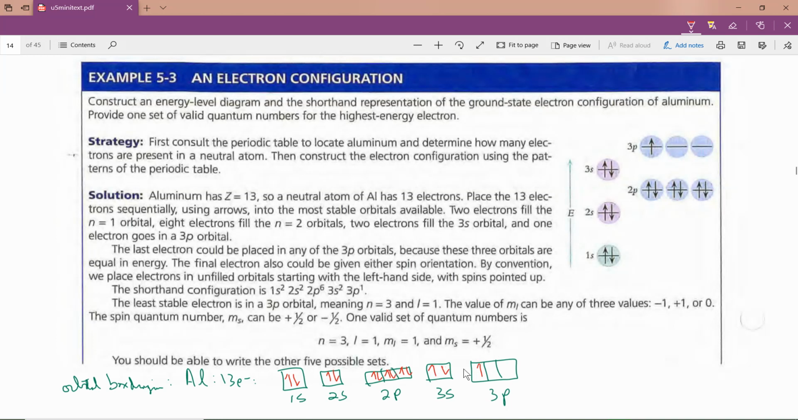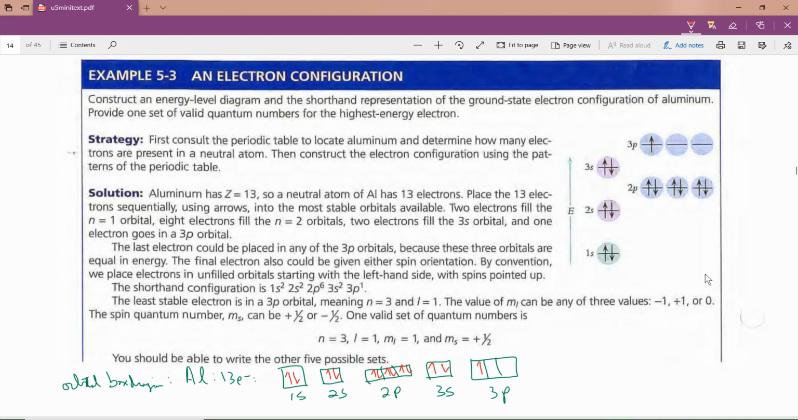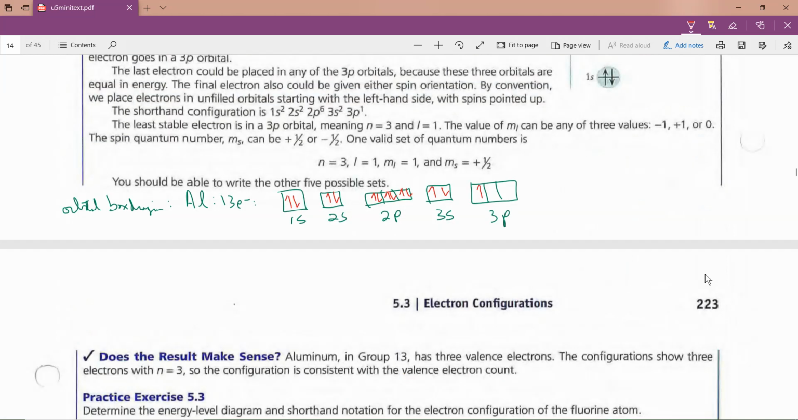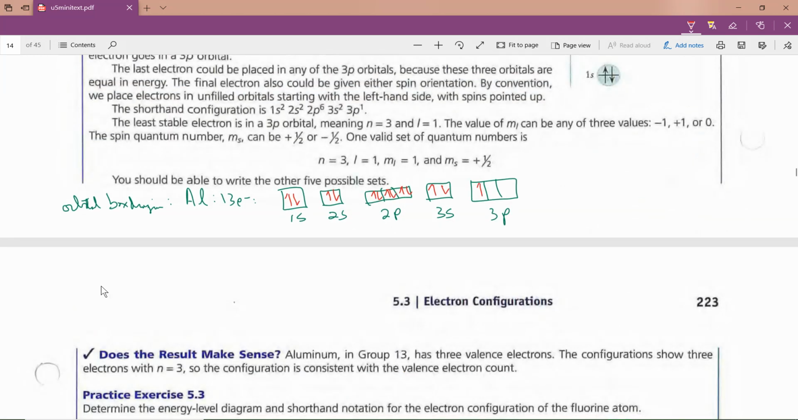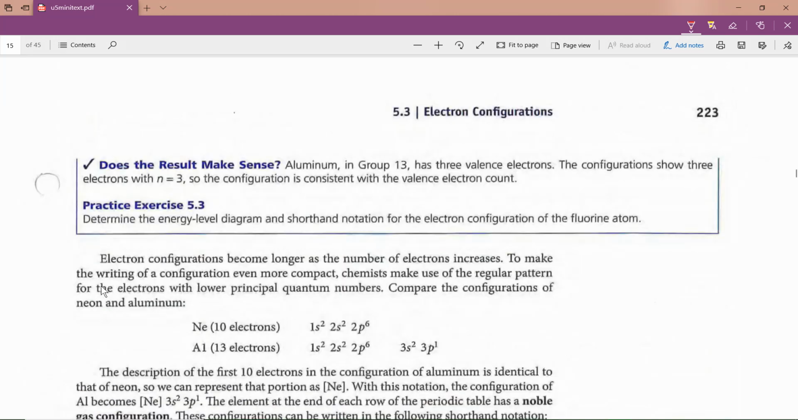In the olden days, they'd write it with circles and have diagonals going through the circles. So this is a bit longer way, but it does show you a bit more information on how things are done. Let's sneak one in here for oxygen. Or actually, let's just do practice exercise 5.3. That'll work too. Determine the energy level diagram in shorthand notation for fluorine.